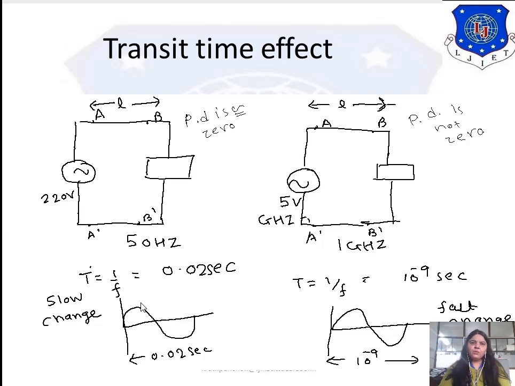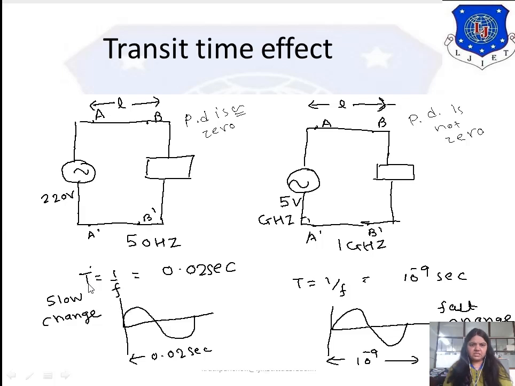While we learn about low frequency circuits, suppose this is my generating end and this is my load end. We are going to transmit a signal of 230 volt, 50 Hz. It is a low frequency wave. While if we talk about higher frequency, suppose 5 volt and the frequency is in gigahertz. So whenever I transmit the low frequency signal from AA dash to the point BB dash, we need to discuss what will happen.